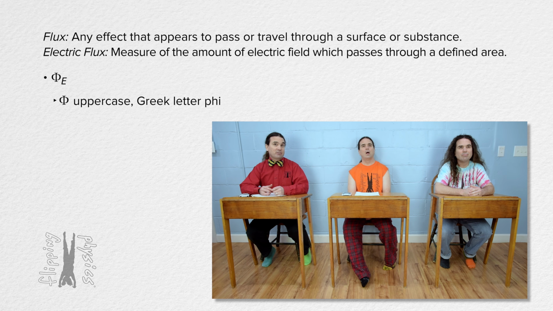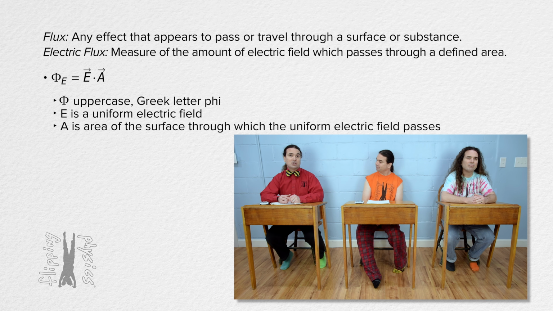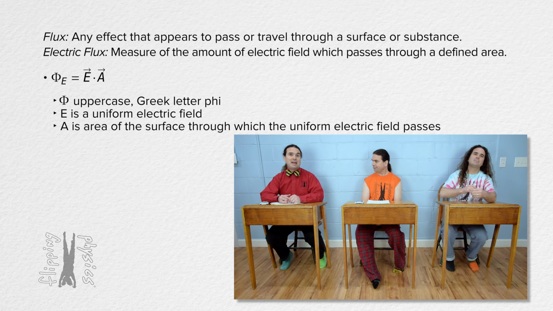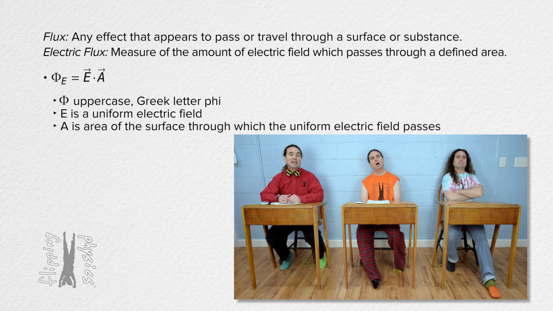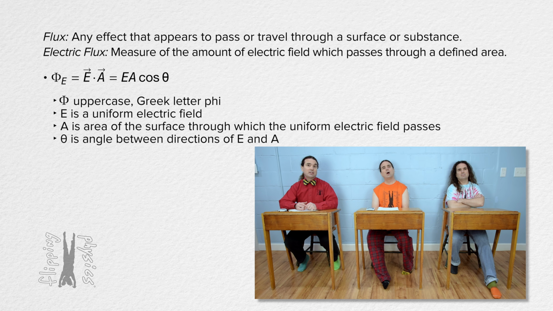The equation for electric flux of a uniform electric field through a two-dimensional area is uppercase phi sub capital E equals the dot product of the uniform electric field and the area of the surface through which the electric field is passing, where both electric field and area are vectors. That also equals electric field times area times the cosine of the angle between the direction of the electric field and the direction of the area.